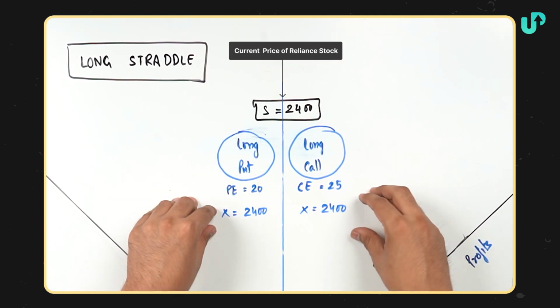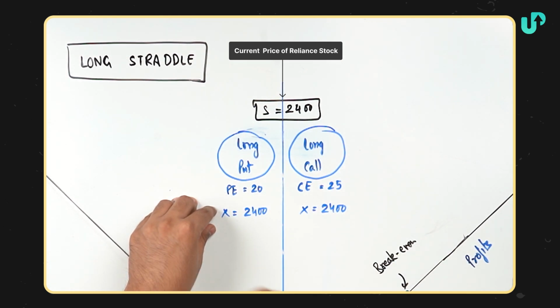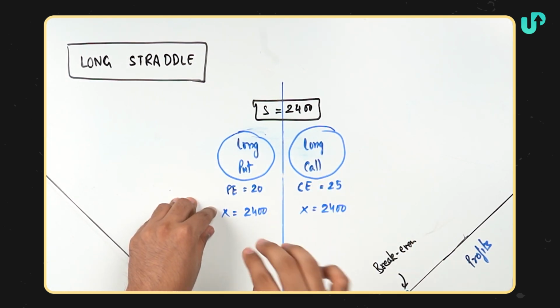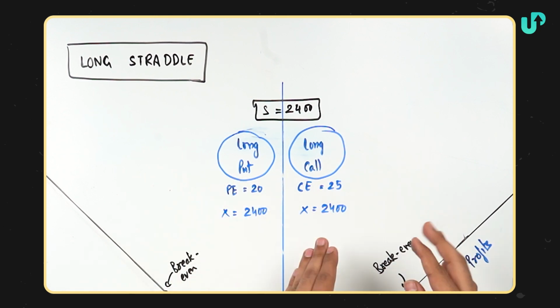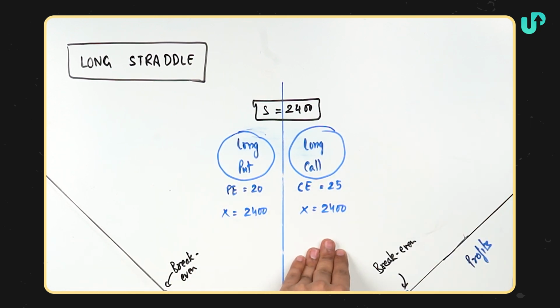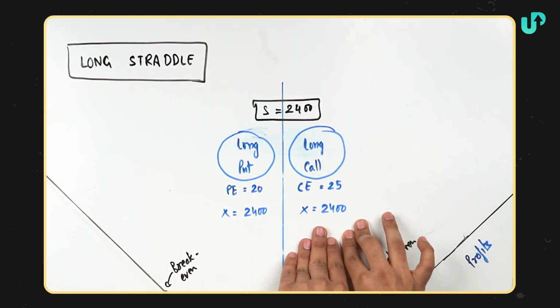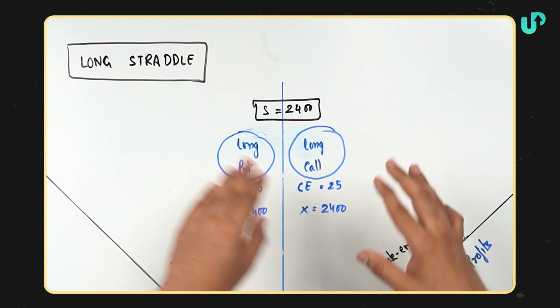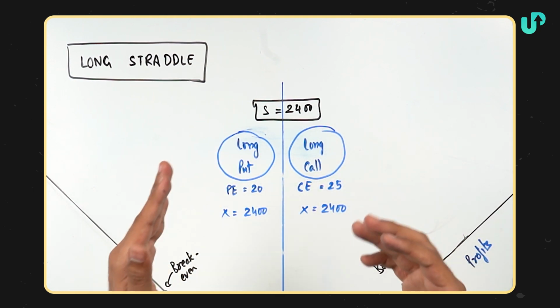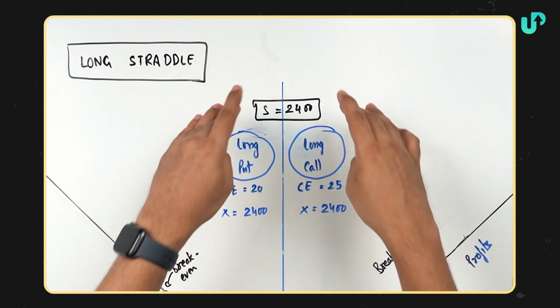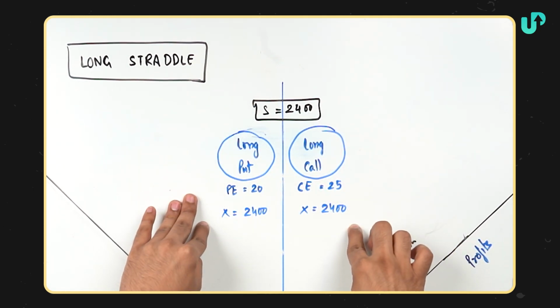And you buy a put option with an exercise price of 2400, and at the very same time you also buy a call option, that is you go long call, again with an exercise price of 2400. The reason why I say that this is an at the money strategy is because the spot price is equal to the exercise price.